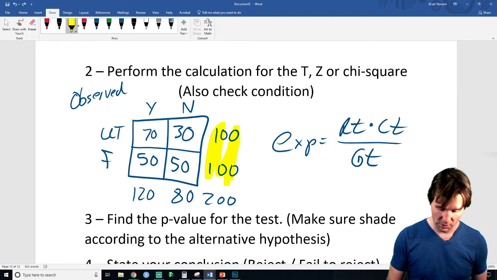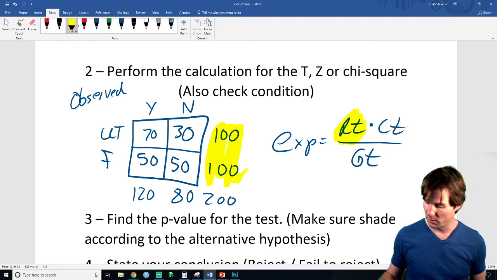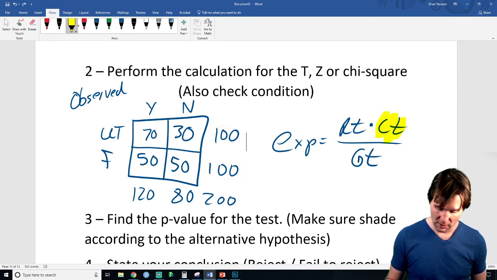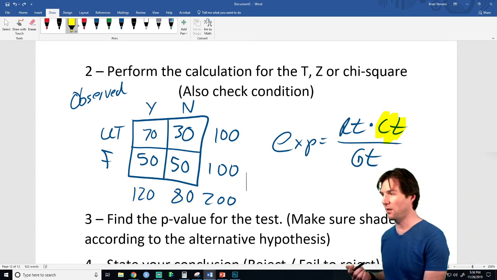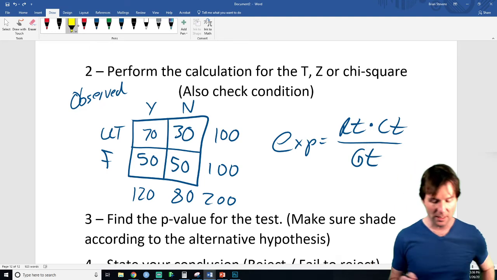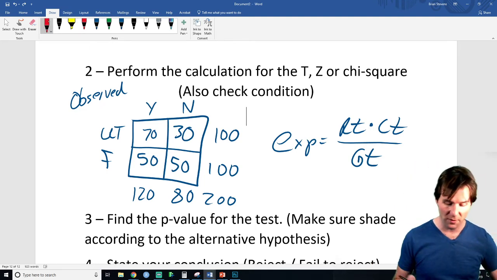The row totals are right here. Those are the row totals. And this is the column totals. Those are the column totals. Now we're not going to do them all at one time. You'll see how it's done. Whenever you're finding an expected value, I want you to do this. This is my favorite way to solve it on the test.